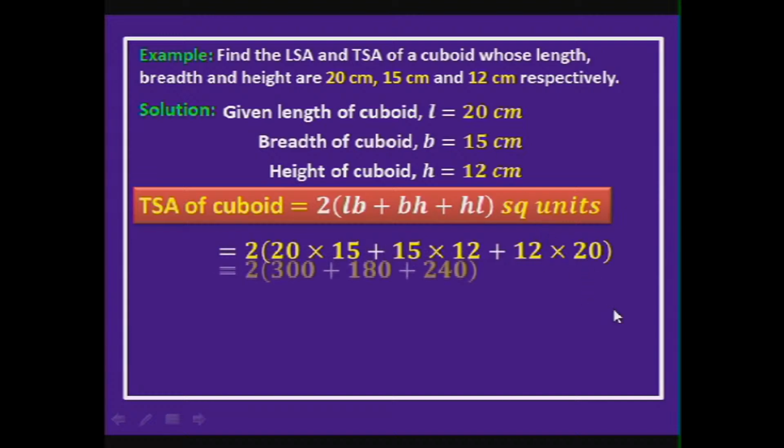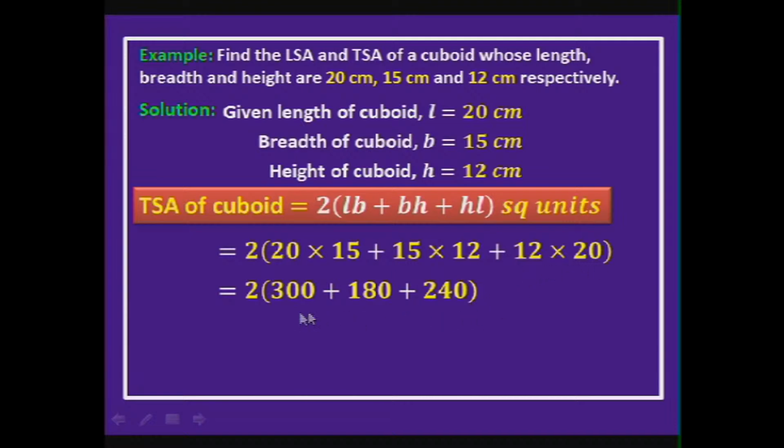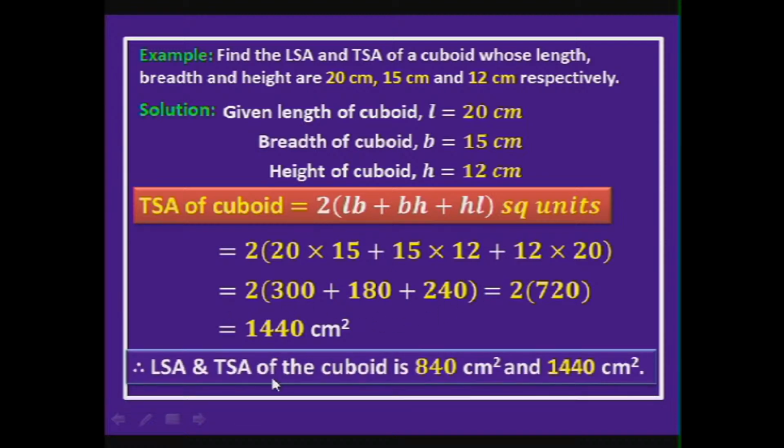Now, let us multiply them, children. So, we get 2 into 20 into 15, 300, plus 15 into 12, that is 180, plus 12 into 20, that is 240. Now, let us add these 3 terms, children, that is 300 plus 180 plus 240. So, you are going to get it as, yes, 720. So, we get 2 into 720. So, what is 2 into 720, children? Yes, you get 1440 centimeter square. Now, this is the TSA of the cuboid. So, hence I can say that the LSA and TSA of the cuboid is 840 centimeter square and 1440 centimeter square respectively.